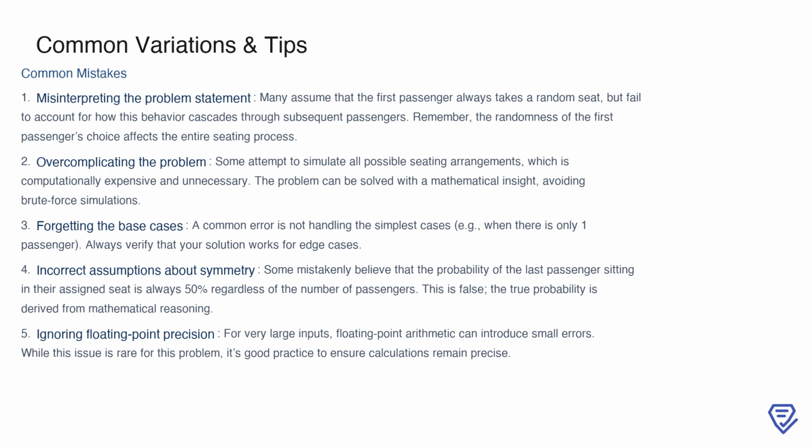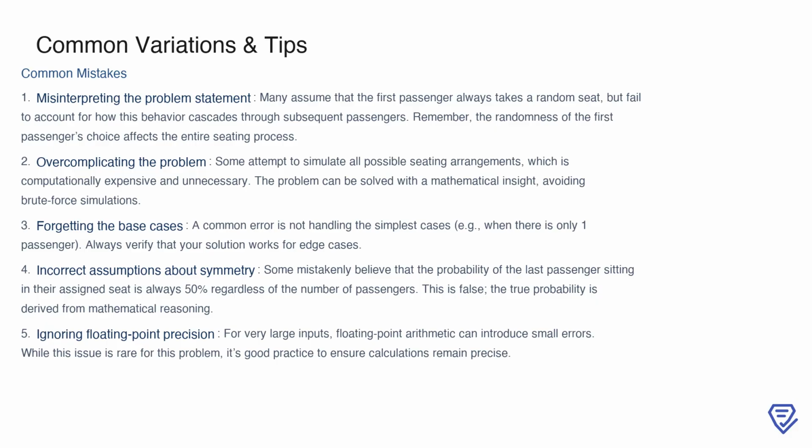Next, overcomplicating the problem can be another pitfall. Some attempt to simulate all possible seating arrangements, which is computationally expensive and unnecessary. Instead, the problem can be tackled with a mathematical approach that avoids brute force simulations. Additionally, overlooking base cases like when there's only one passenger can lead to incorrect solutions. Always check that your approach handles these simplest scenarios correctly.